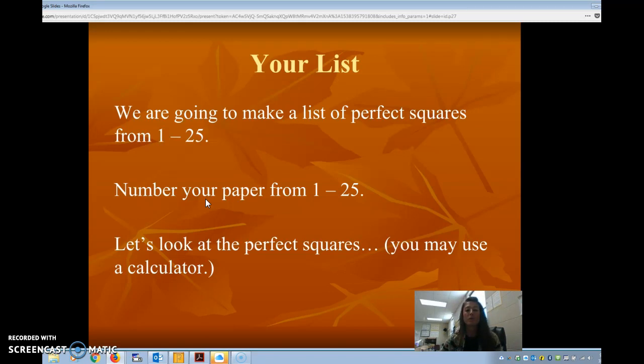Once you make that list of 1 through 25, I want you to take each number and square it. So beside the 1, you could write 1 times 1 and then put equals 1. Beside the 2, put 2 times 2 equals 4. Beside the 3, put 3 times 3 equals 9. You're multiplying the number by itself all the way through 25 till you have a list of perfect squares. Pause this video and do that now.